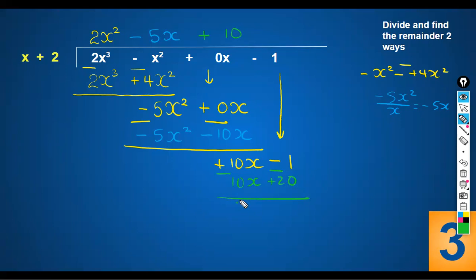I have no problem with that. But minus 1 minus positive 20, I think the final answer is minus 21. Minus 1 minus 20. The remainder is what? Minus 21. We did not get 0 this time. Hence, this is not a factor.